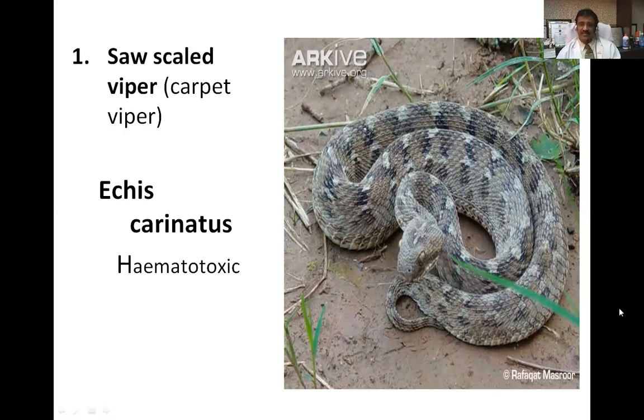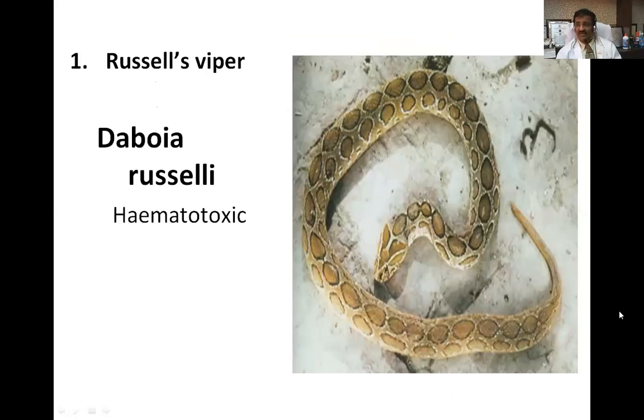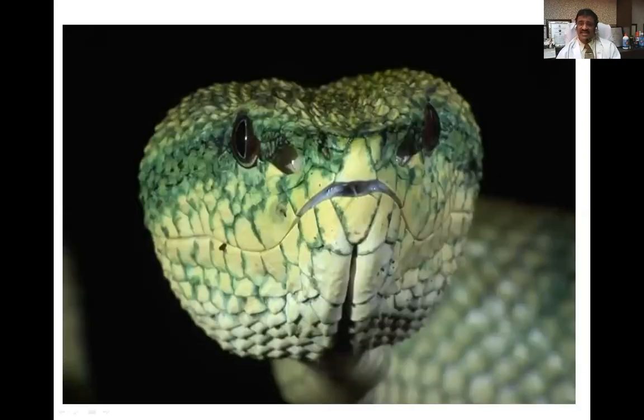This snake is hemotoxic. Another example of a viper is Russell's viper, Daboia russelii. This is a hemotoxic snake. See, it looks yellowish, quite different from the saw-scaled viper. Here is one example of a green pit viper because it has got a pit. You can see the pit here near the head, and this is a pit viper, or green pit viper because of its color.